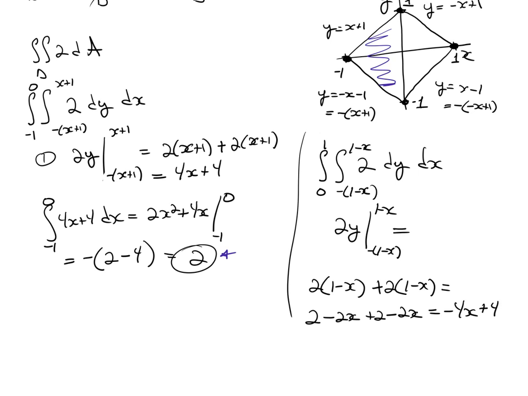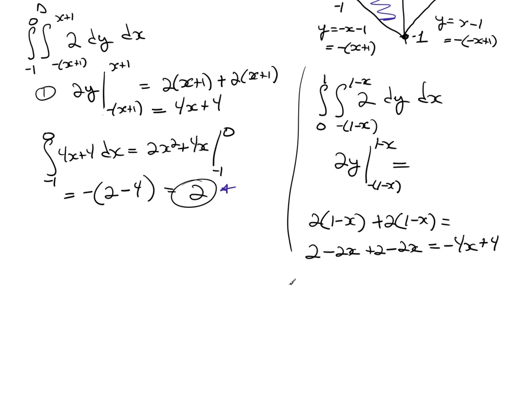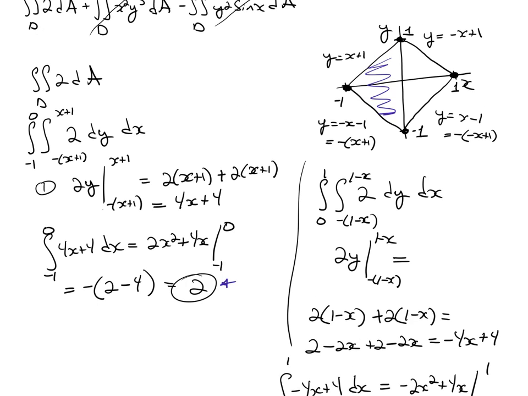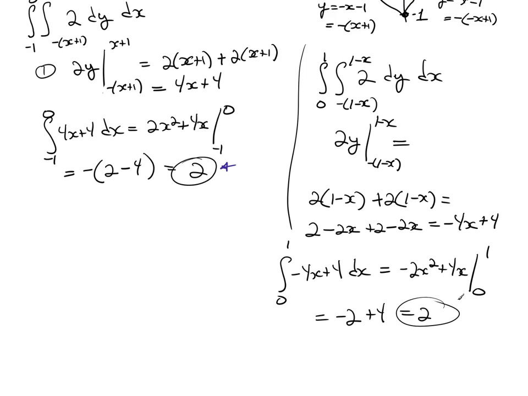Which is negative 4x plus 4. So now I need to finish up this last integral. I need to integrate from 0 to 1 of negative 4x plus 4 dx, which is going to give me negative 2x squared plus 4x evaluated from 0 to 1, which is negative 2 plus 4, which is 2. So this piece right here also gave me 2. So that means that my final solution is simply going to be 2 plus 2, or 4.